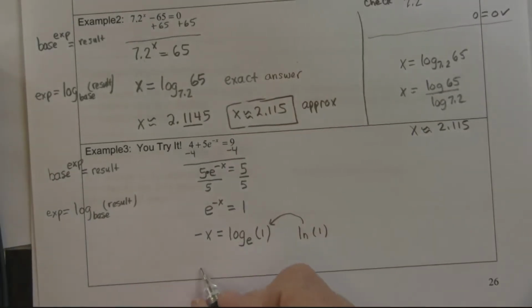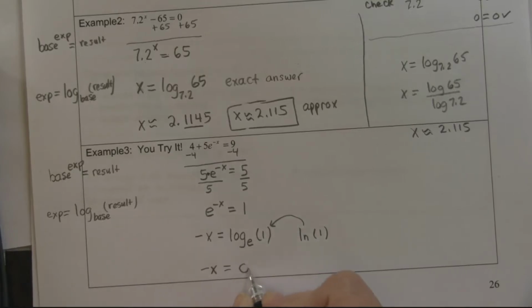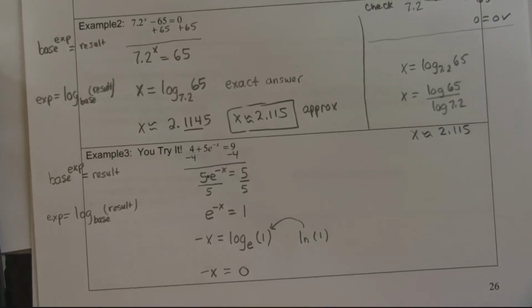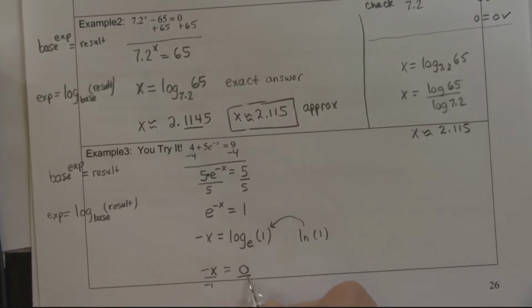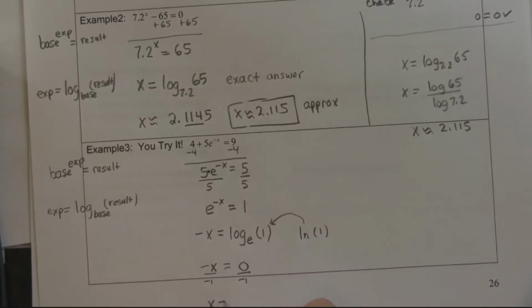So I'm going to be able to put this as negative x equals 0. I'm trying to solve for x. So divide by negative 1. Silly, x equals 0.